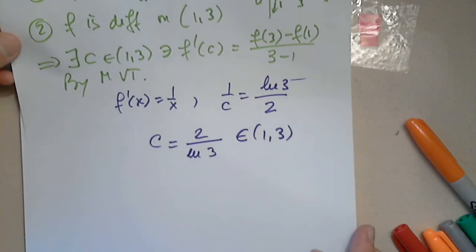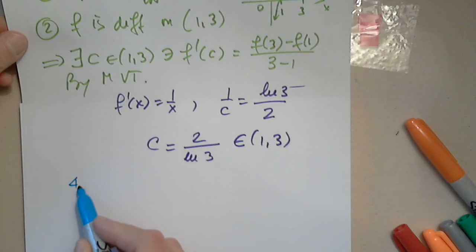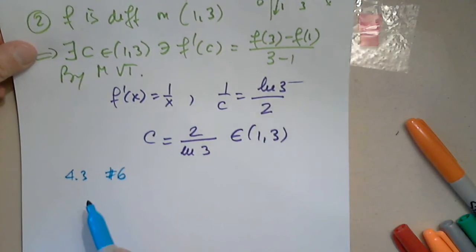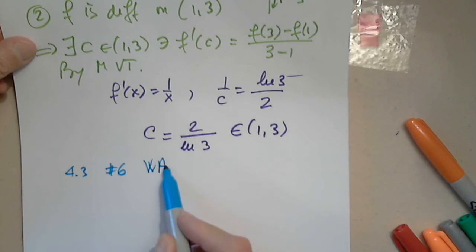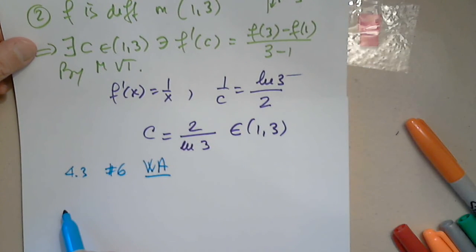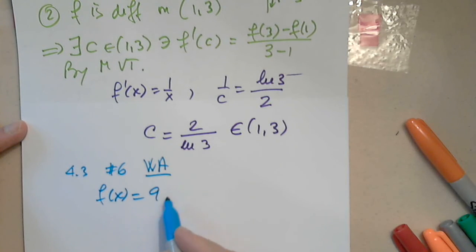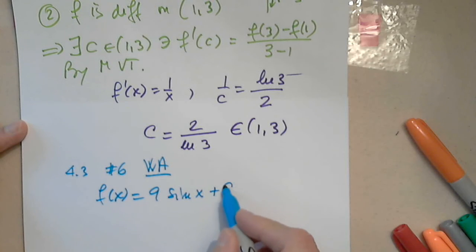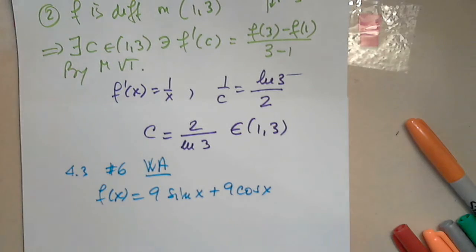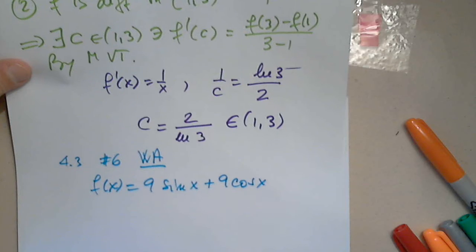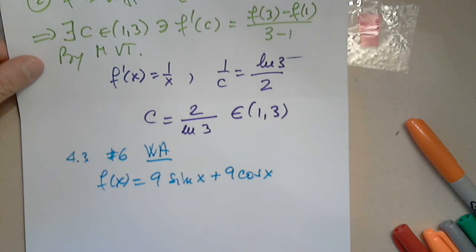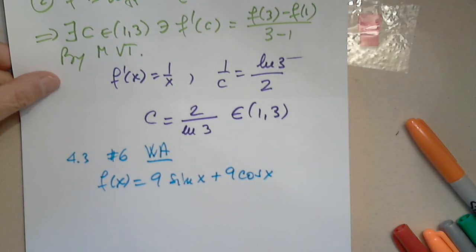Anything helps. Right, so for me it was 4.3, number 6. I didn't really know how to go about this one. The equation is f of x equals 9 sine x plus 9 cosine x. And it's asking for intervals of increasing and decreasing, local min and max, inflection points, and concavity. Are we asked to graph or not? No. Good.